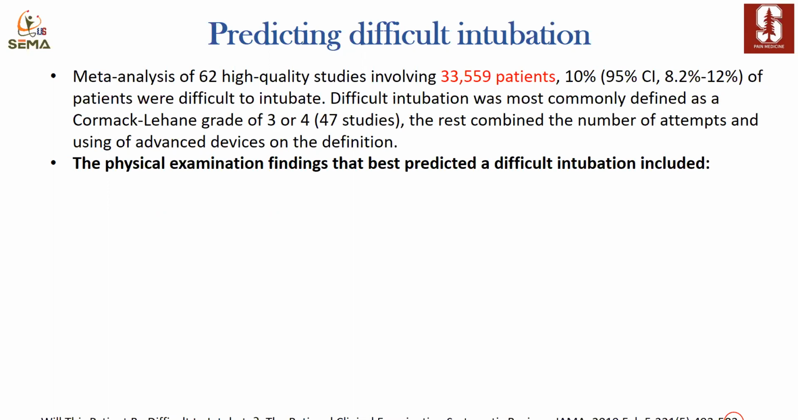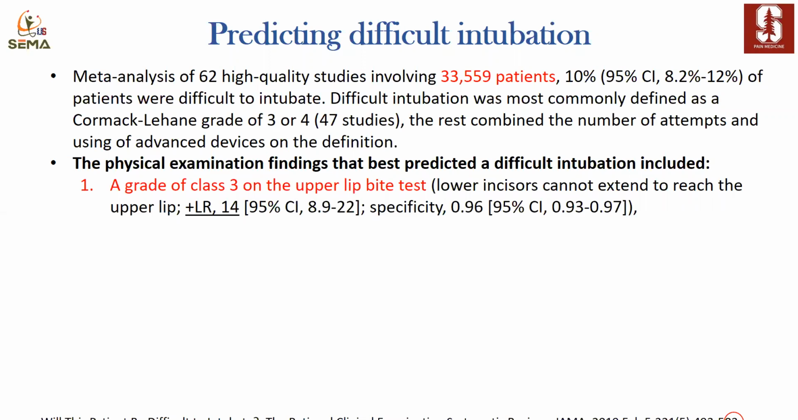And then once you pause the video and think about the test or the evaluation that I showed you in the previous slides, then resume the video and let's see if you get that right or not. Okay, so number 1 was class 3 upper lip bite test. If you have a class 3 upper lip bite test, that means your positive likelihood ratio is 14.